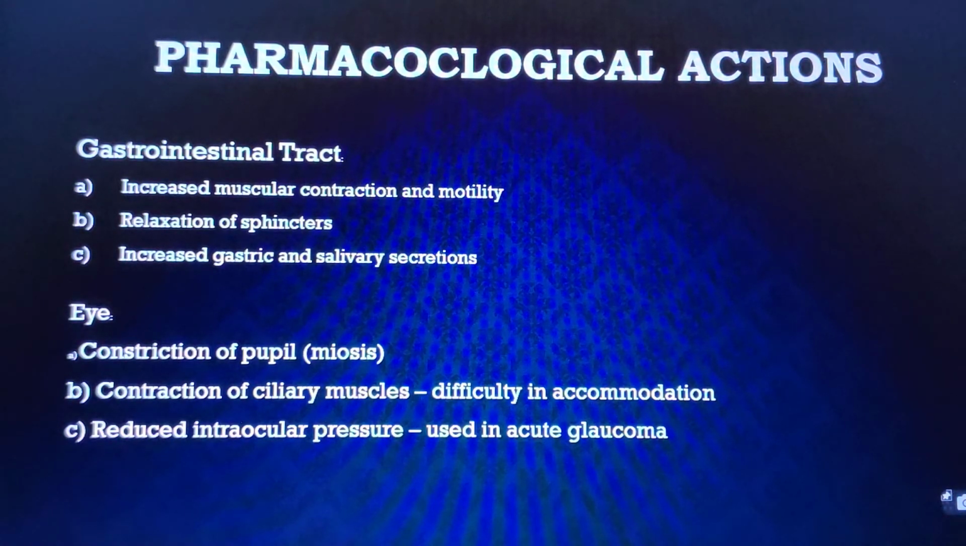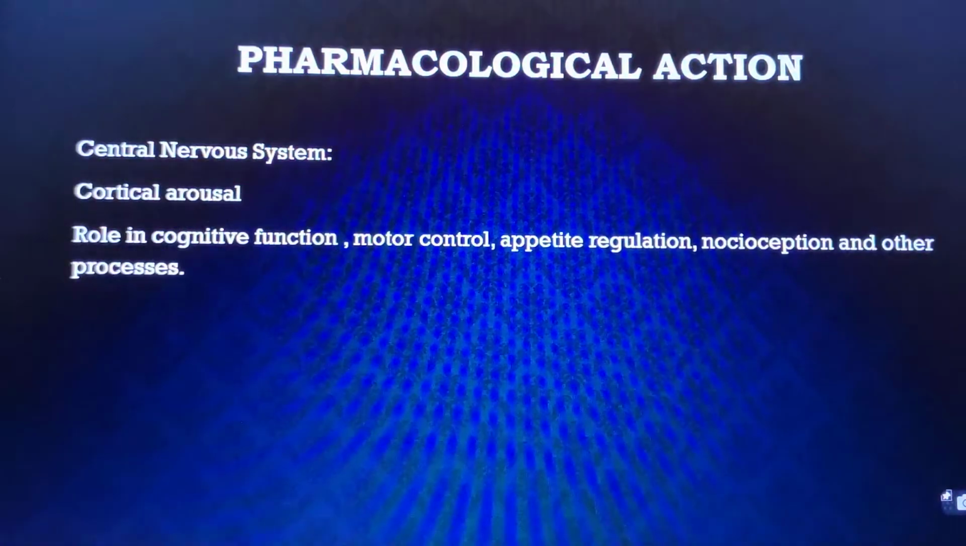Coming to the eye, these drugs cause constriction of the pupil, that is miosis. There is a contraction of the ciliary muscle, which causes difficulty in accommodation and difficulty in vision. There is a reduced intraocular pressure due to parasympathomimetics because they cause constriction of the pupil. So there is a better flow, or more drainage of intraocular fluid, leading to decreased intraocular pressure, causing its therapeutic use in the treatment of acute glaucoma.